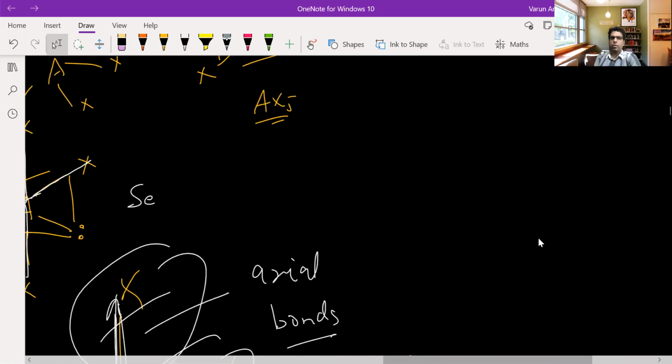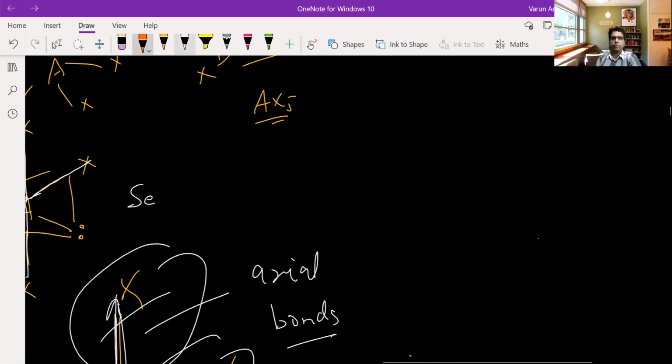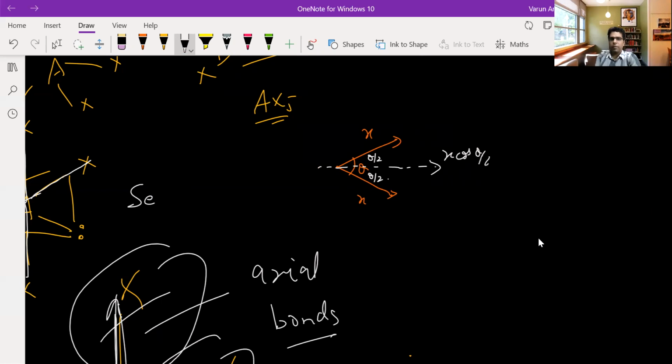So do one thing, draw two vectors. If you have to find out the resultant, this vector has magnitude x, this also x, and this angle is theta. Draw the angle bisector of this. This angle will be theta by 2 and this is also theta by 2. Now the component of this along this direction will be x cos theta by 2, and if I draw a perpendicular to this, the component along this will be x sin theta by 2.